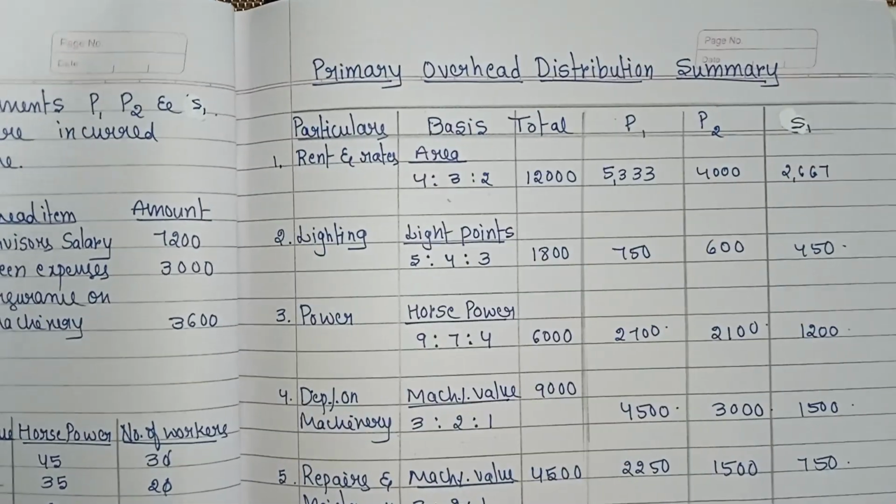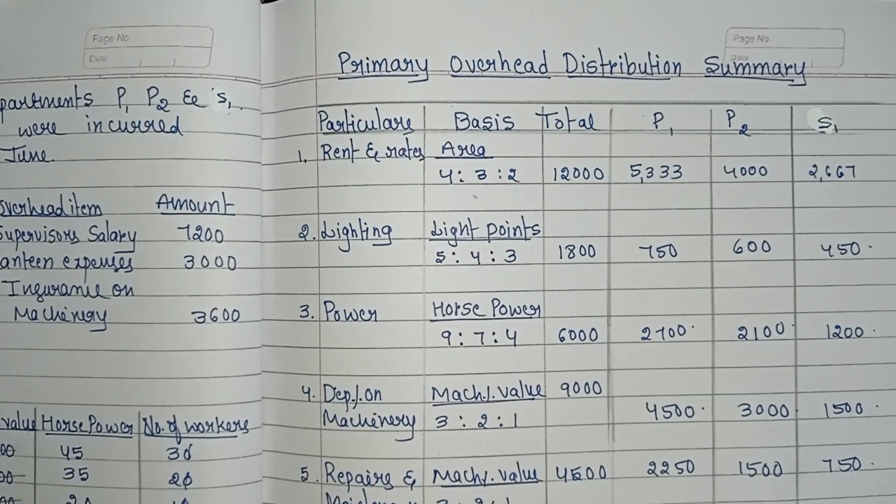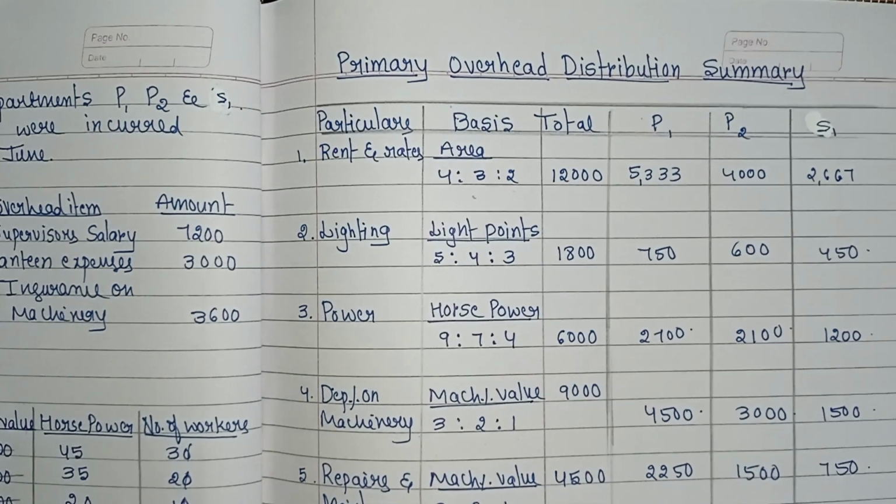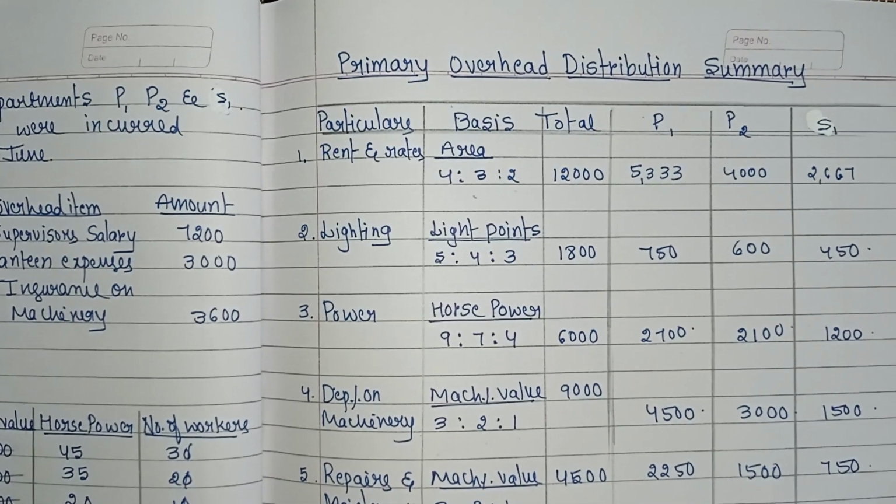In this way, we need to solve the problem under the primary overhead distribution summary. We just need to allocate the overheads, expenses or indirect costs. Always ask yourself which department causes or consumes more of this cost. That is the key to choosing a fair apportionment basis. So I hope this problem is clear to you all.